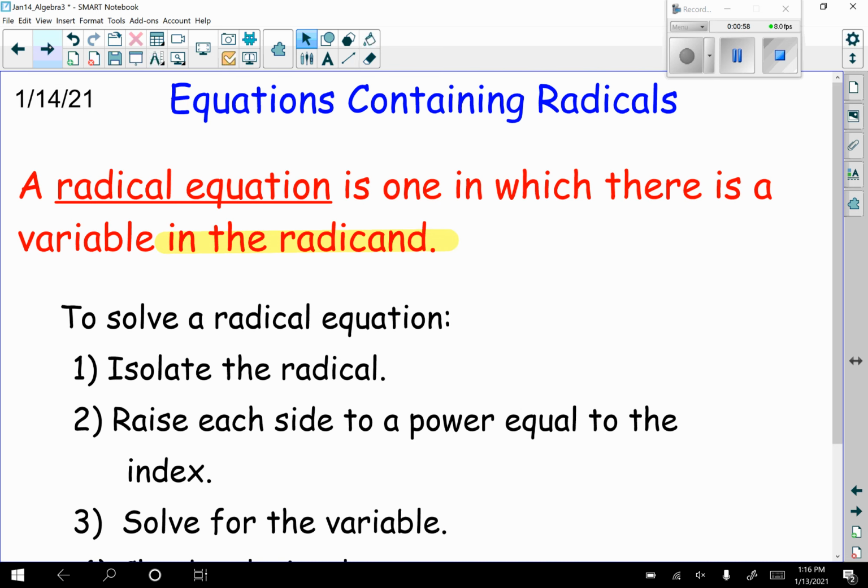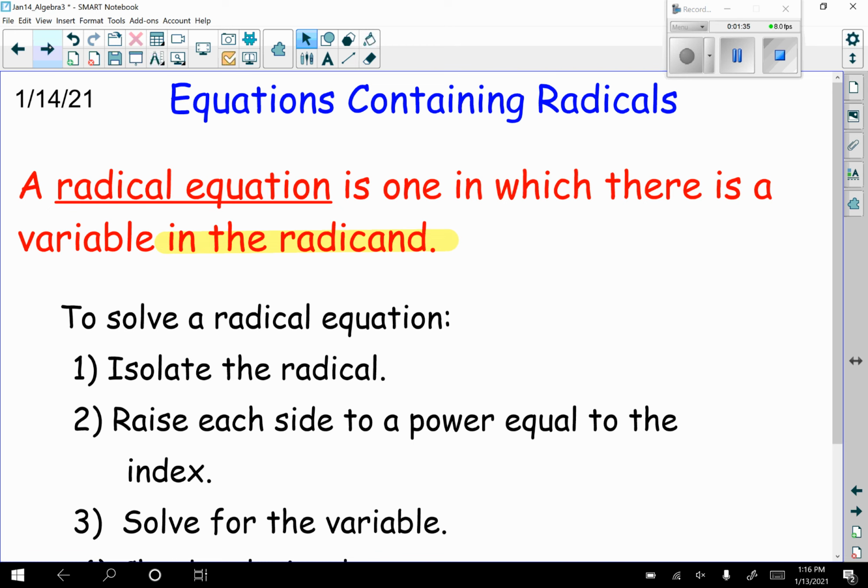These are the steps involved when we have a variable that's underneath the radical or in the radicand. So again, a radical equation is one in which there is a variable that's underneath the radical. In order to solve this type of an equation, we want to isolate the radical. Kind of like with absolute value, we want to get everything that's outside of the radical over to the other side. We want to isolate the radical.